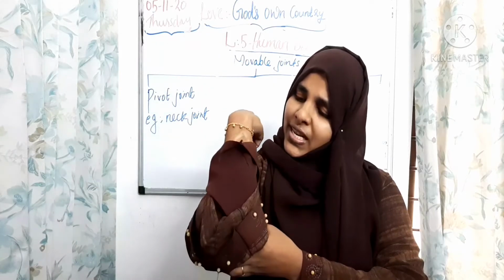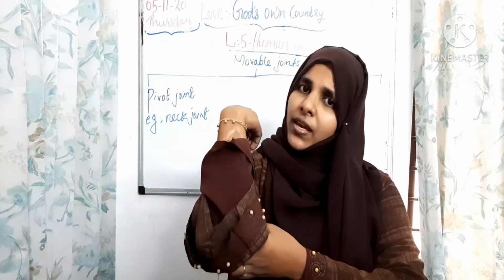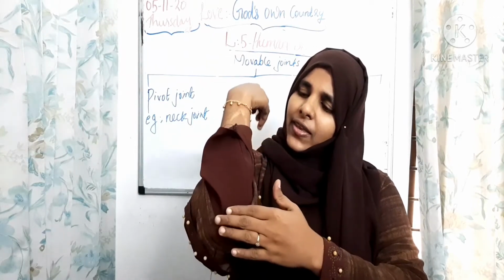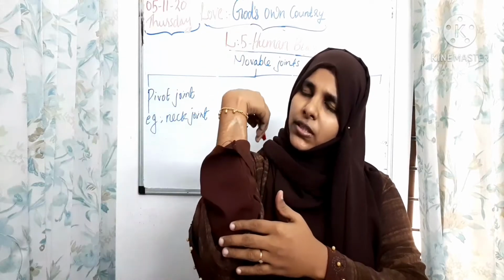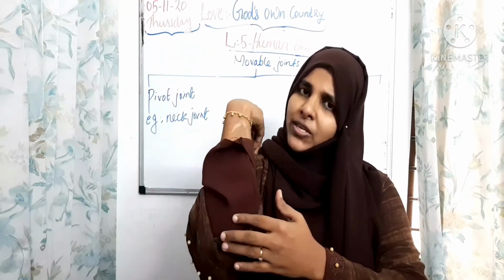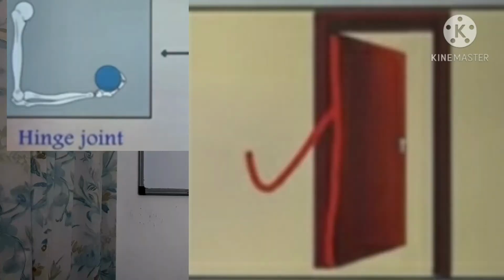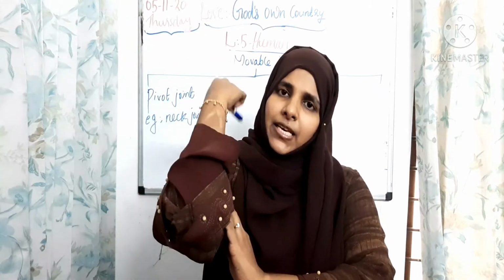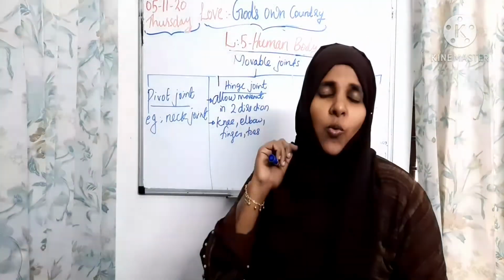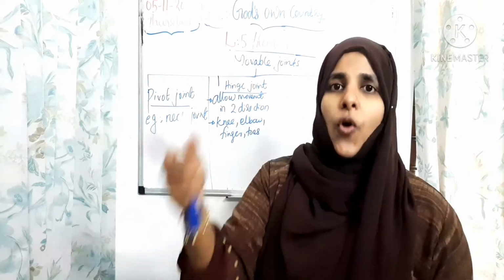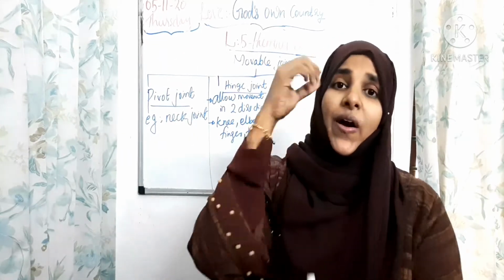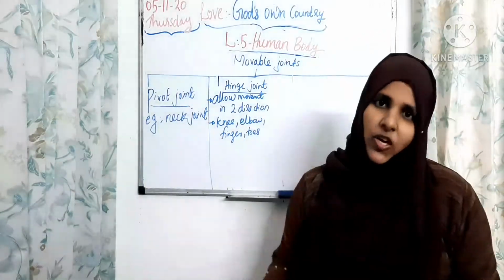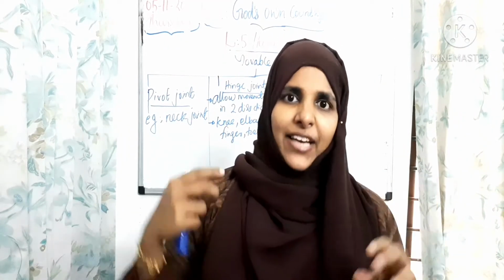Understand? If you look closely, you can see my arm is moving, but from the elbow only, right? That is backward and forward movement, like a hinge. As you see in the case of a door, this is the point where it is hinged and it moves along that hinge. Similarly, this is a hinge and the entire thing is moving. A hinge joint allows movement in two directions, backward and forward. Examples are the elbow, knee, fingers and toes.